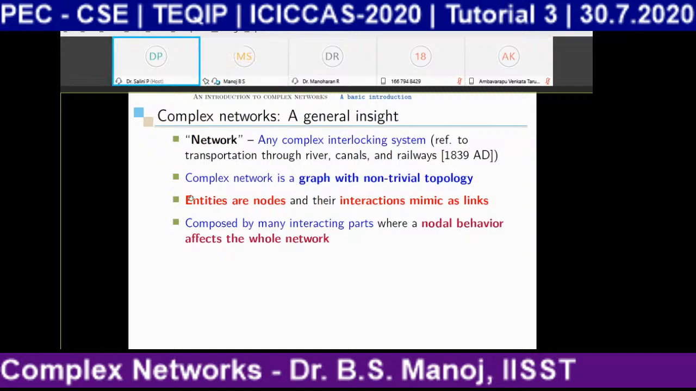Now, as I mentioned, any network has a set of entities represented as nodes, and the interactions between the entities are captured as links. So these nodes as well as links together form the network.